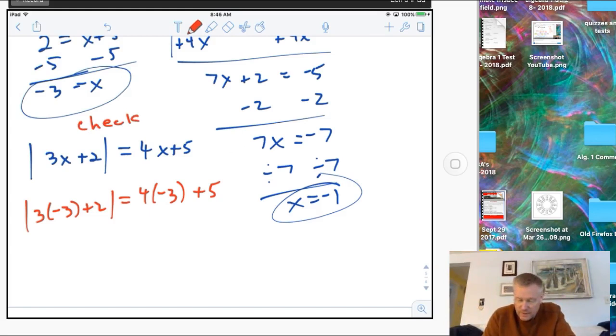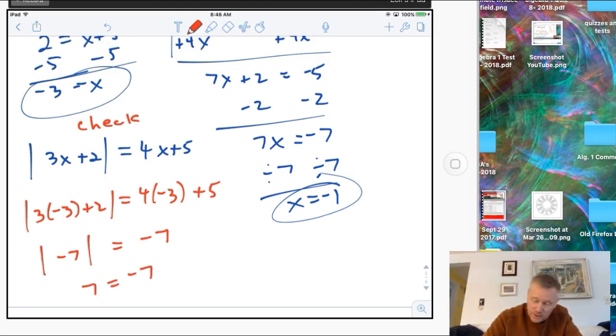3 times negative 3 is negative 9. Negative 9 plus 2 is negative 7. 4 times negative 3 is negative 12. Negative 12 plus 5 is negative 7. So this actually doesn't work because the absolute value of negative 7 is 7, and 7 doesn't equal negative 7. So you're actually going to throw that one out, okay?